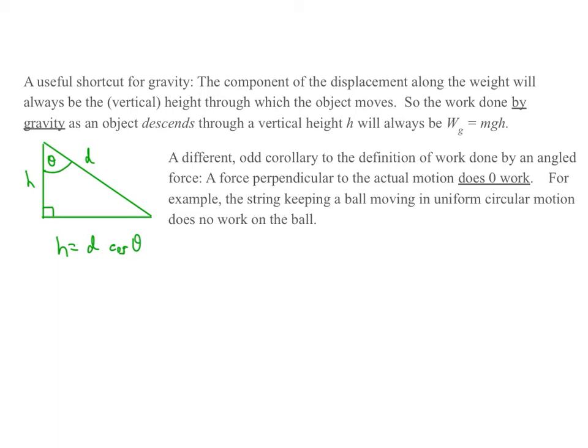A different and odd corollary to the definition of work done by an angle: a force which is perpendicular to the actual motion does zero work. For example, the string keeping a ball moving in uniform circular motion does zero work on the ball. Because at any time, the tension points that way, but the displacement at any given instant points that way, and they're at right angles. So cosine of 90 is 0.